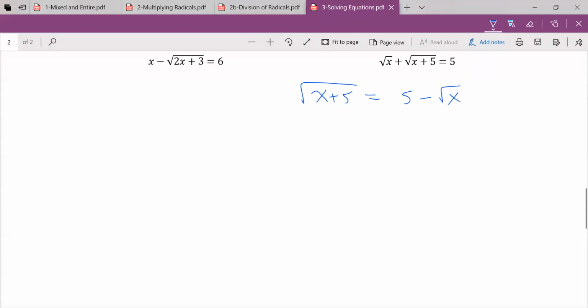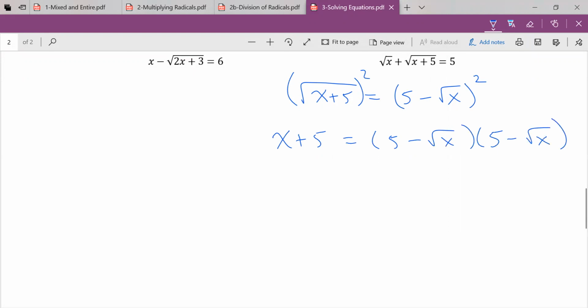Okay, why did I do that? Well, I need to get rid of these square roots. And again, the inverse of square rooting is squaring. So I'm going to square both sides like that. Look at what happens. Well, on the left-hand side is easy. It's just then x plus 5. But on the right-hand side, this is going to be a little bit of a mess. We're going to have to do this, right? This binomial distribution.